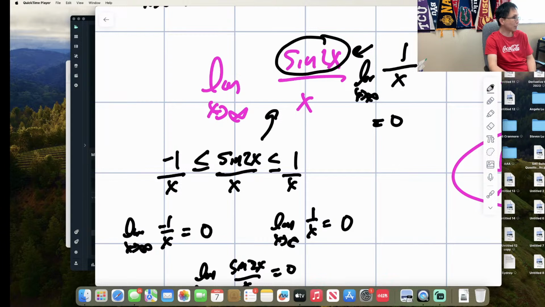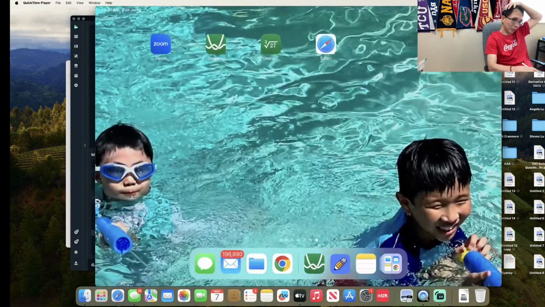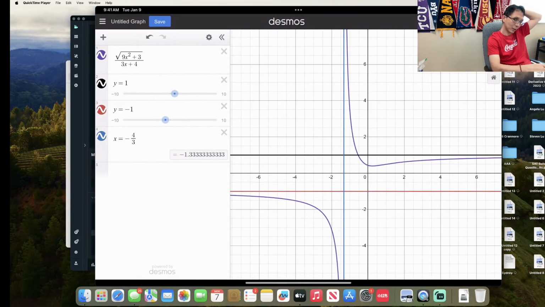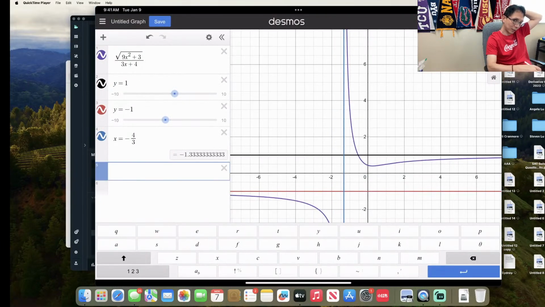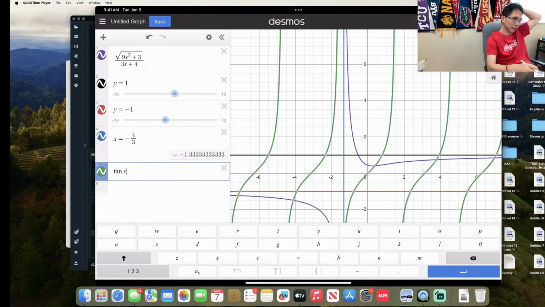If it were tangent of 2x, then the story would be a little bit different, because the tangent of 2x is going to go to infinity. So it's not oscillating between two values. The tangent graph goes like a bunch of waterfalls. Do you guys remember what the tangent graph looks like? The tangent graph looks like this. So they go to infinity.